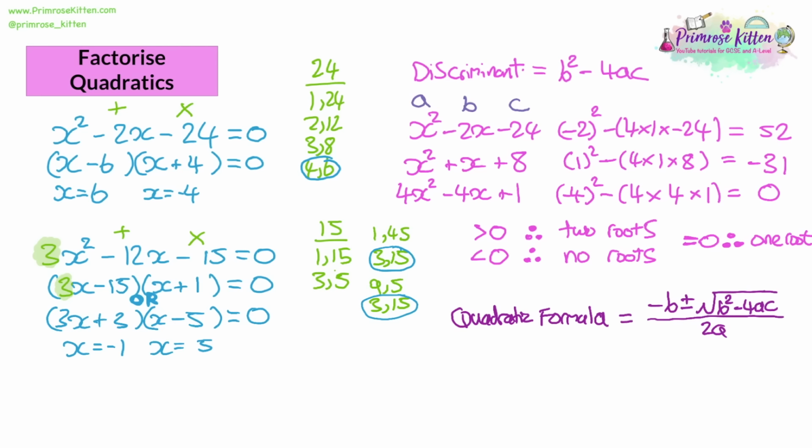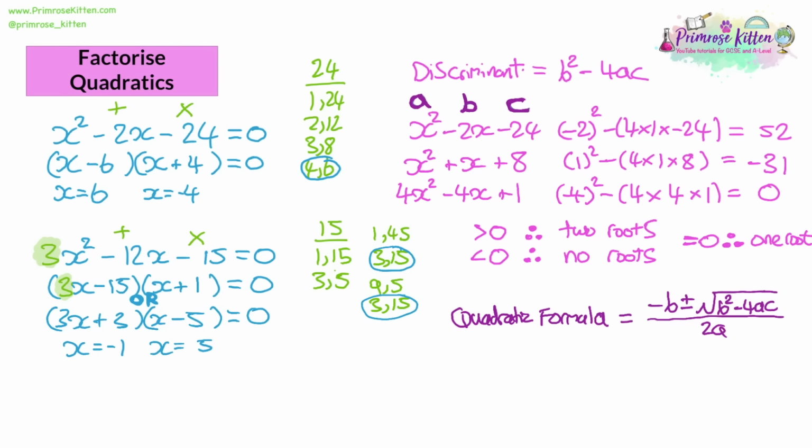With the a, b, and c coming from the same source as they were for the discriminant. A, the coefficient on the x squared, b, the coefficient on the x, and c is the number at the end. Now you can substitute into the quadratic formula, and that should give you your answers.